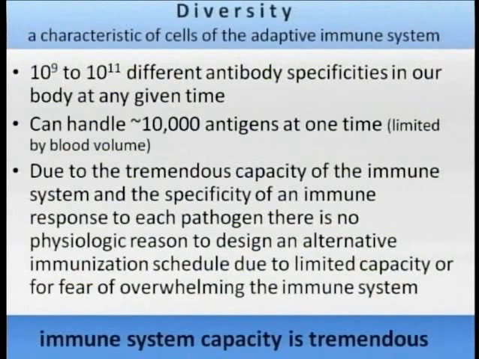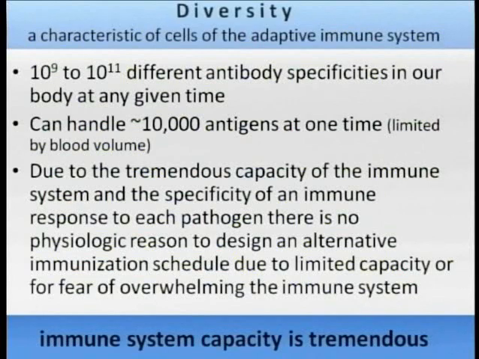Following that slide, I wanted to talk to you a little bit about the diversity of the adaptive immune system. I know I've mentioned this a little bit as we've been going through, but this is another characteristic attribute of the adaptive immune system and the cells within. There is tremendous diversity in our body at any given time. Every B cell in our body, every T cell in our body, they have unique specificities. So we have 10 to the 9 to 10 to the 11 different antibody specificities in our body at any given time. So we can handle thousands of antigens at one time. Now, of course, we're probably not going to do that, but we have the capacity to do that.